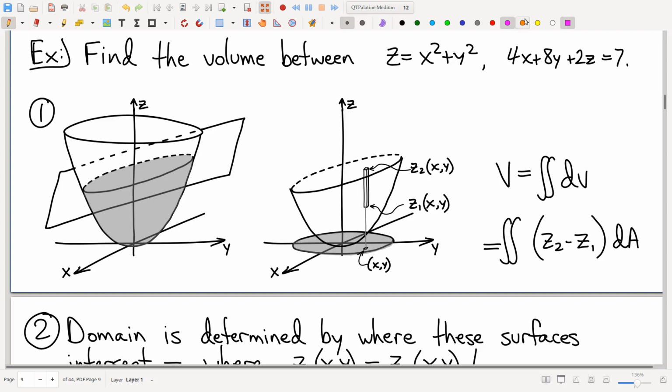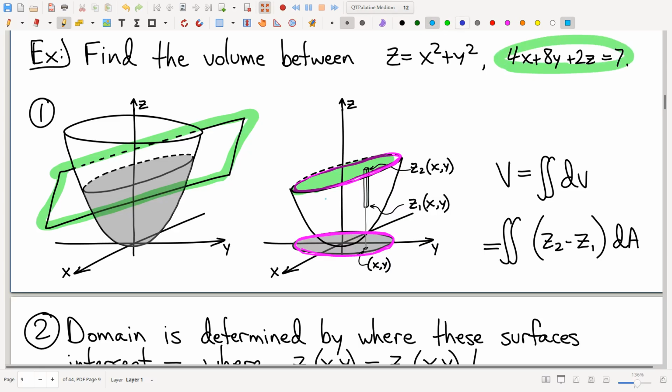Let's think in terms of finding this boundary curve for the domain. That boundary curve comes from this kind of edge, if you will. That edge, geometrically speaking, is the intersection of this plane with this paraboloid.